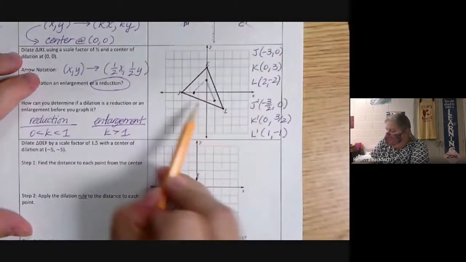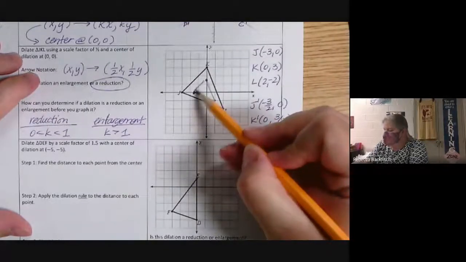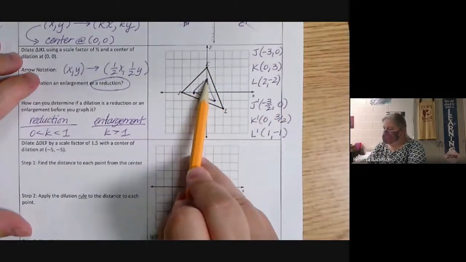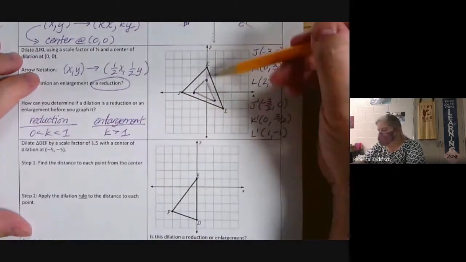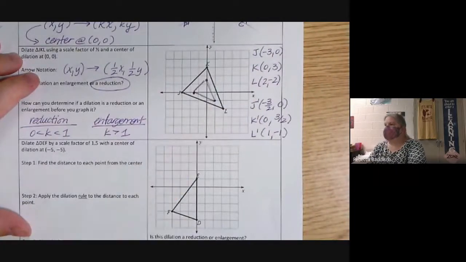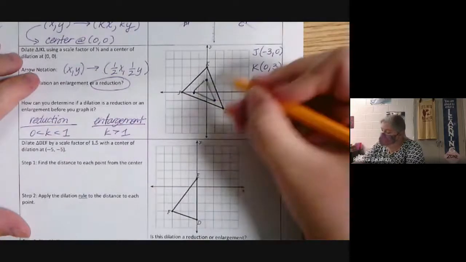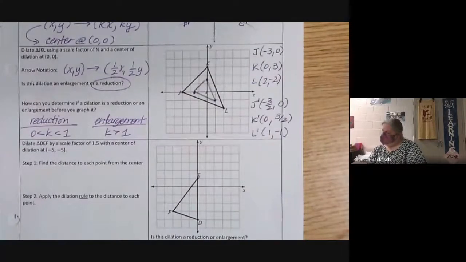Again, all the segments are parallel to their preimage. So in other words, this is J prime, K prime. It's parallel to JK. K prime, L prime is parallel to KL. J prime, L prime is parallel to JL. Also, don't forget that not only are J prime, K prime half as big, but all those points are half as far away from 0, 0 as they used to be. Half as far away from the center as they used to be.